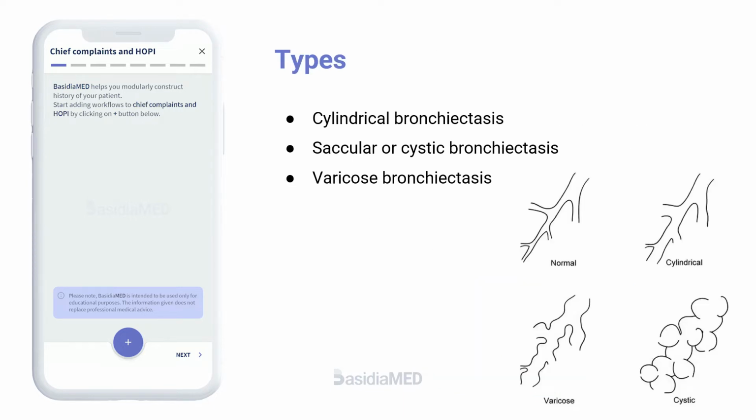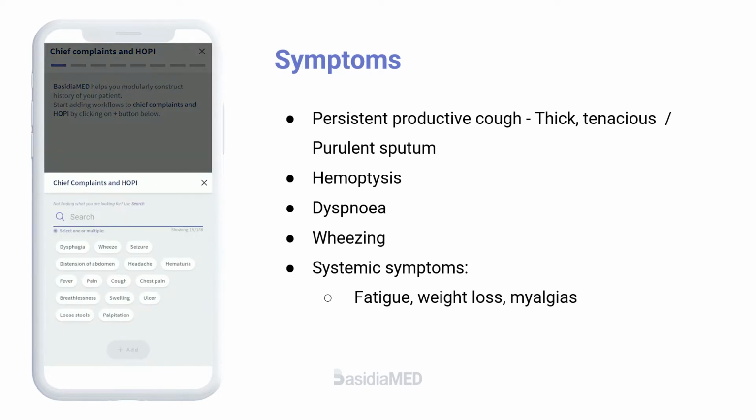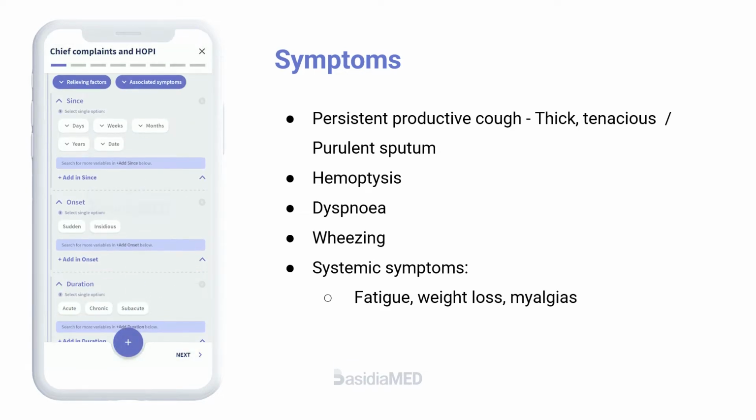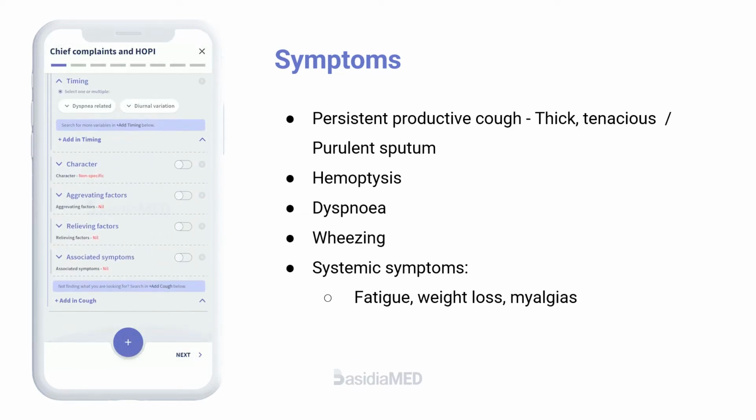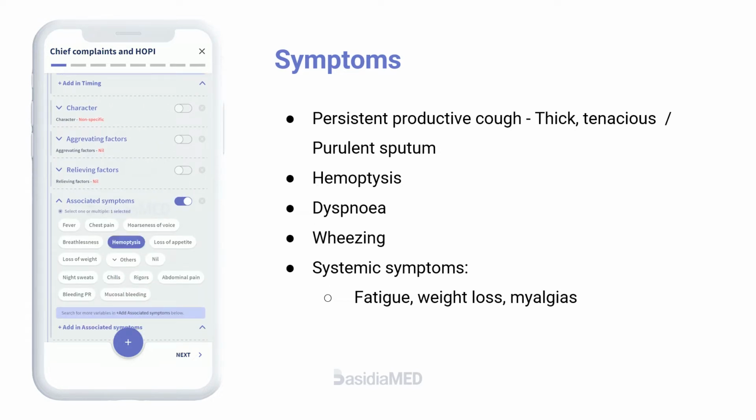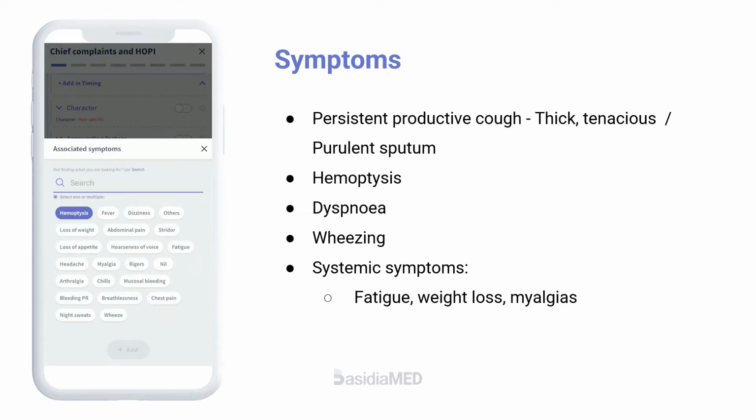Types of bronchiectasis include cylindrical bronchiectasis, saccular or cystic bronchiectasis, and varicose bronchiectasis. Symptoms of bronchiectasis include persistent productive cough with ongoing thick and purulent sputum production, hemoptysis due to bleeding from friable, inflamed airway mucosa, and massive hemoptysis, often due to bleeding from hypertrophied bronchial artery. Dyspnea and wheezing reflect widespread parenchymal destruction, or COPD. Systemic symptoms include fatigue, weight loss, and myalgias.